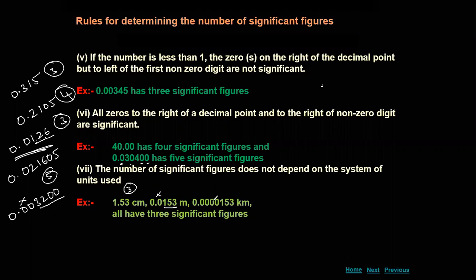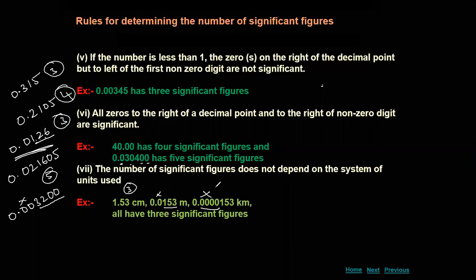Now when it comes to this, all these 4 zeros are non-significant because they are coming before a non-zero digit and the overall value is less than 1. So these 4 are non-significant. So in all these cases, we got 3 significant figures.